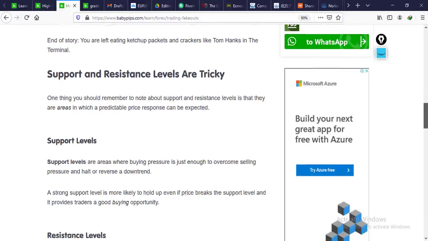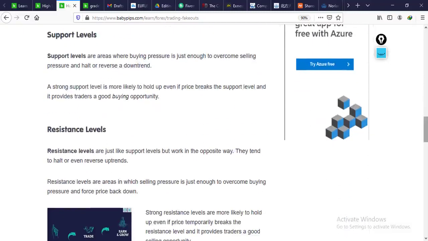Now, support and resistance levels are tricky. Always remember that, especially that it's an area, it's not actually a line. Many people will draw lines on support and resistance levels, but it's actually an area. It's an area where buying pressure is just enough to overcome selling pressure and halt or reverse a downtrend. It's an area.